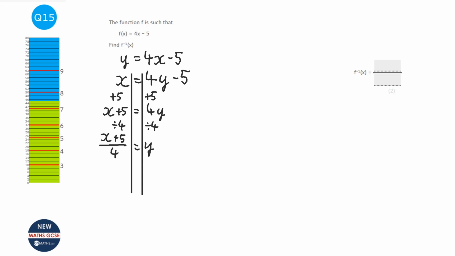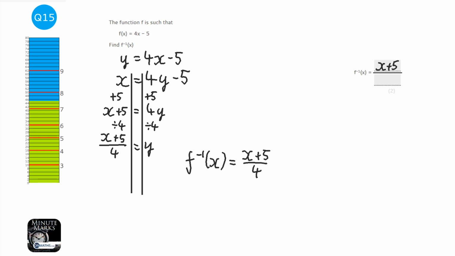So all we need to do is finish that off. So f to the power of minus 1 of x equals x plus 5 over 4. And if I just put that into the answer box. Now there are other methods, but I've always found just writing y equals and swapping the x and the y around and making the y the subject by far the easiest method. But if you've got a different one and it works, stick with it.